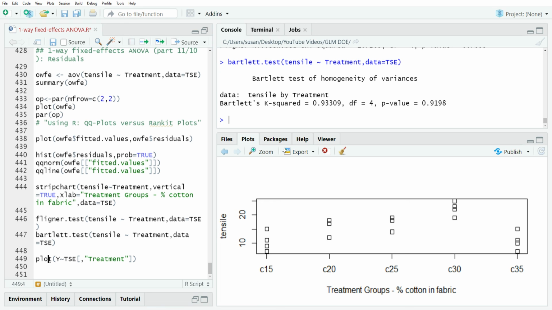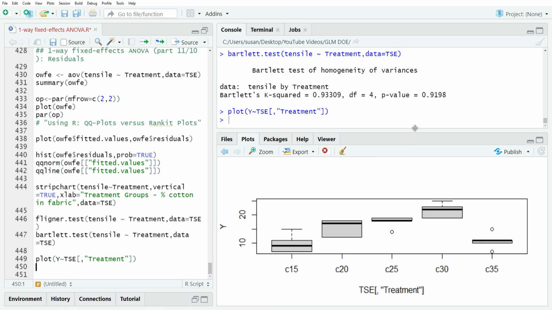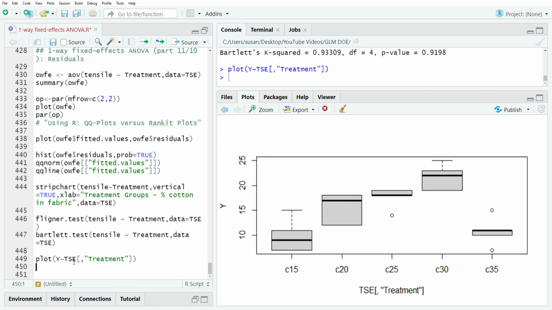And we can just plot the data. But since treatment is a factor, it creates box plots. And again, since there's not much data, some of these box plots don't look very box and whisker like. But again, this is the data, and they sort of have a constant variance fluctuating about it.